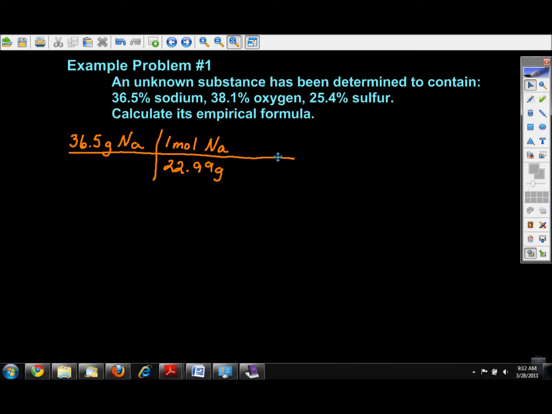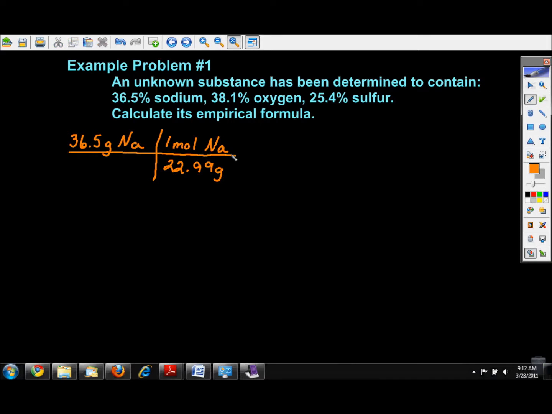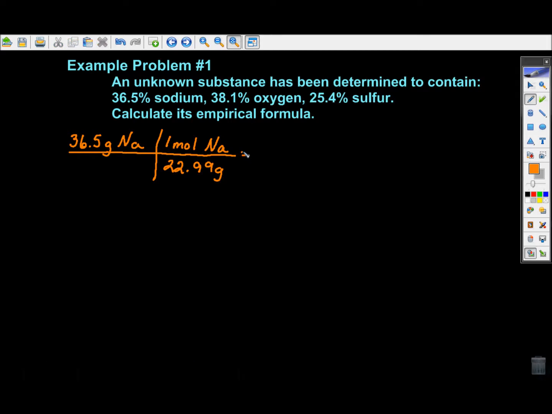Now it looks like I didn't need that line to be quite so large. All right, so I'm going to plug that in on my calculator. 36.5 grams divided by 22.99, and I get 1.59, and that's moles of sodium.